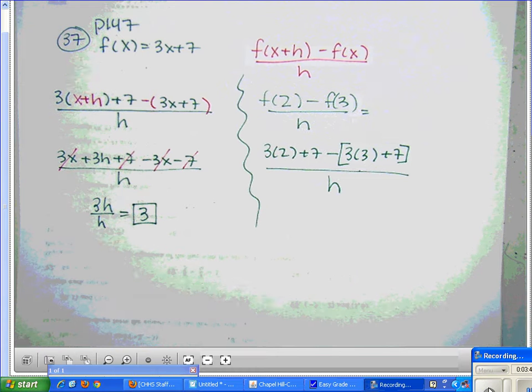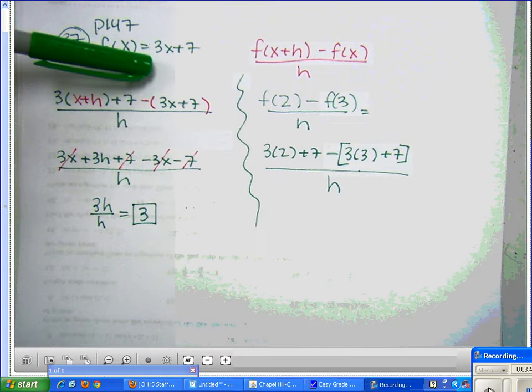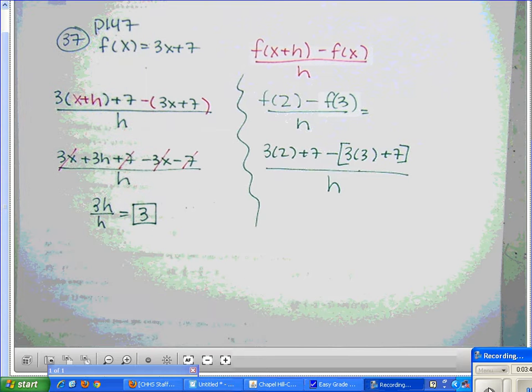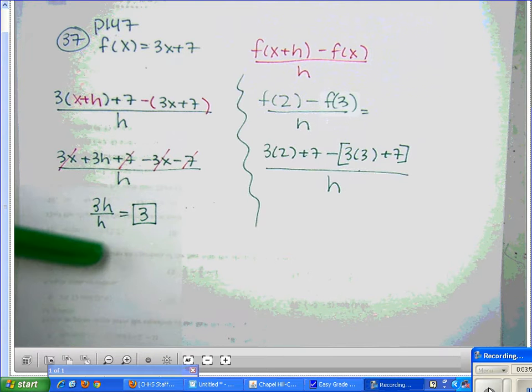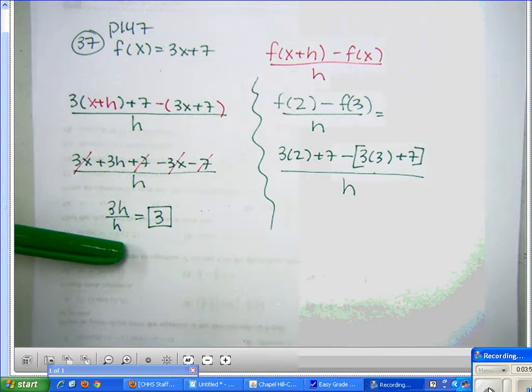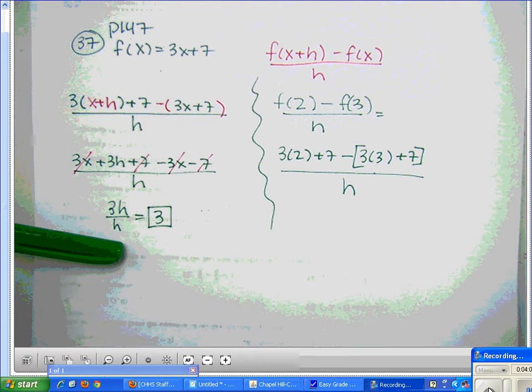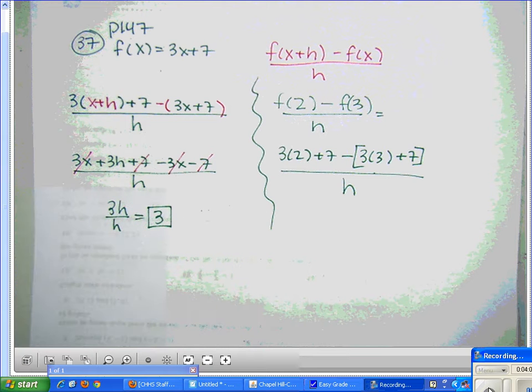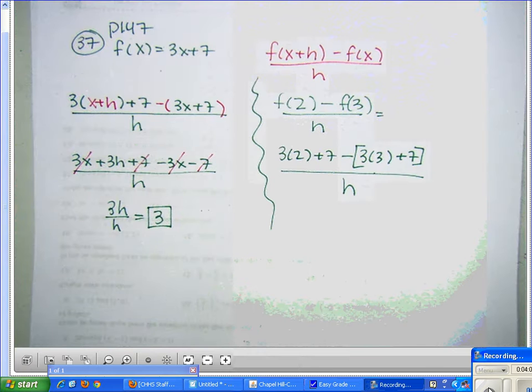Which makes sense because what kind of graph do we have for this? What kind of equation is this right here? It's a linear equation, and what is the slope of this equation? 3. So doesn't it make sense that our answer for the rate of change of any point on this curve would be 3? So kind of think of it like that, kind of a little bit of common sense there.